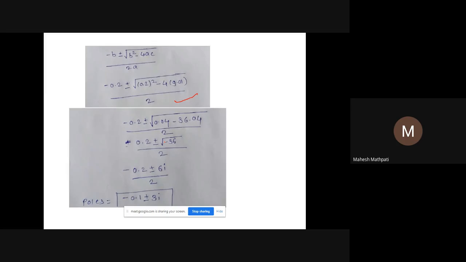So the square root of minus 1 is what we write as j, or i. Hope everyone knows that the square root of minus 1 can be written as j, or it can be written as i. So the square root of 36 is 6. The square root of minus 1 is i or j. So it is minus 0.2 plus or minus 6i divided by 2. So we will get the poles as minus 0.1 plus or minus 3i or 3j.